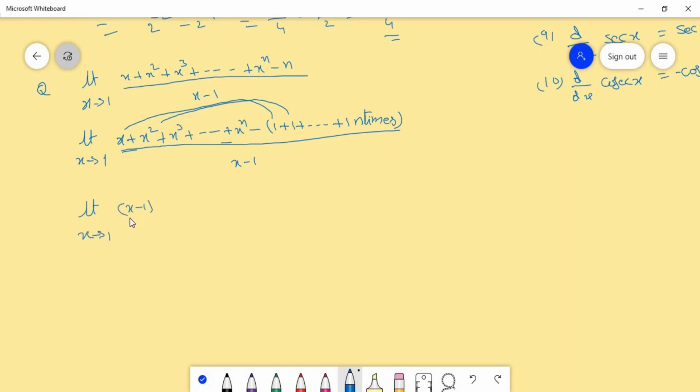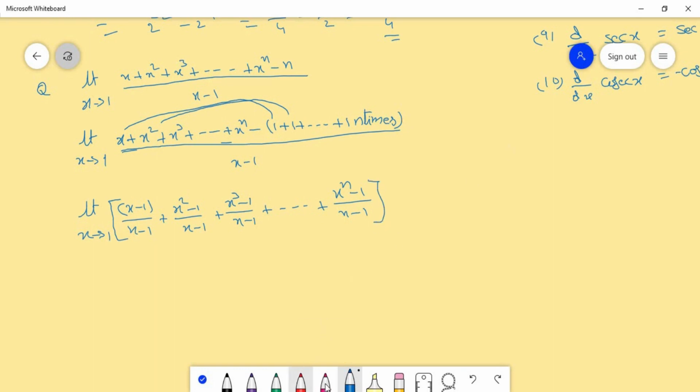(x minus 1)/(x minus 1). Denominator value also we speak: (x square minus 1)/(x minus 1), (x cube minus 1)/(x minus 1), and so on, (x power n minus 1)/(x minus 1). This is the remaining value.